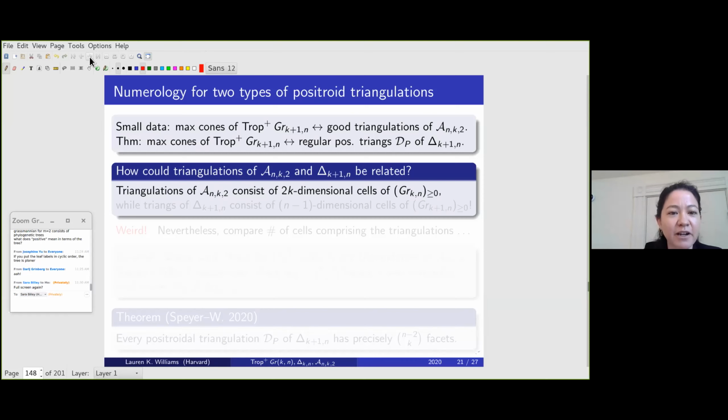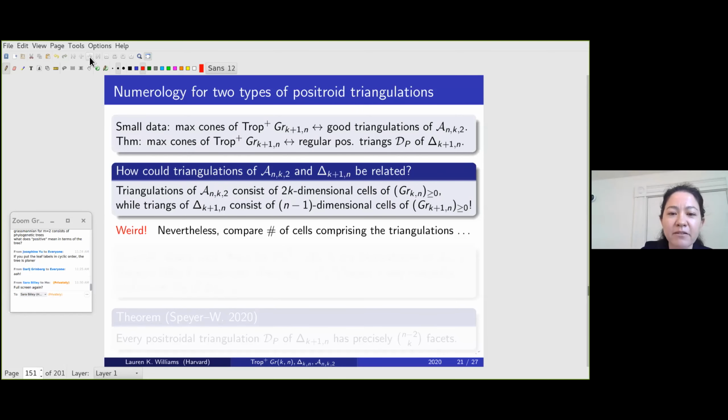It's very weird, right? Triangulations of the amplituhedron consist of 2k-dimensional cells of Gr(k,n). Triangulations of the hypersimplex consist of (n-1)-dimensional cells of a different Grassmannian. So it's very weird to see that there may be some connection. Nevertheless, let's compare the number of cells comprising triangulations on both sides.